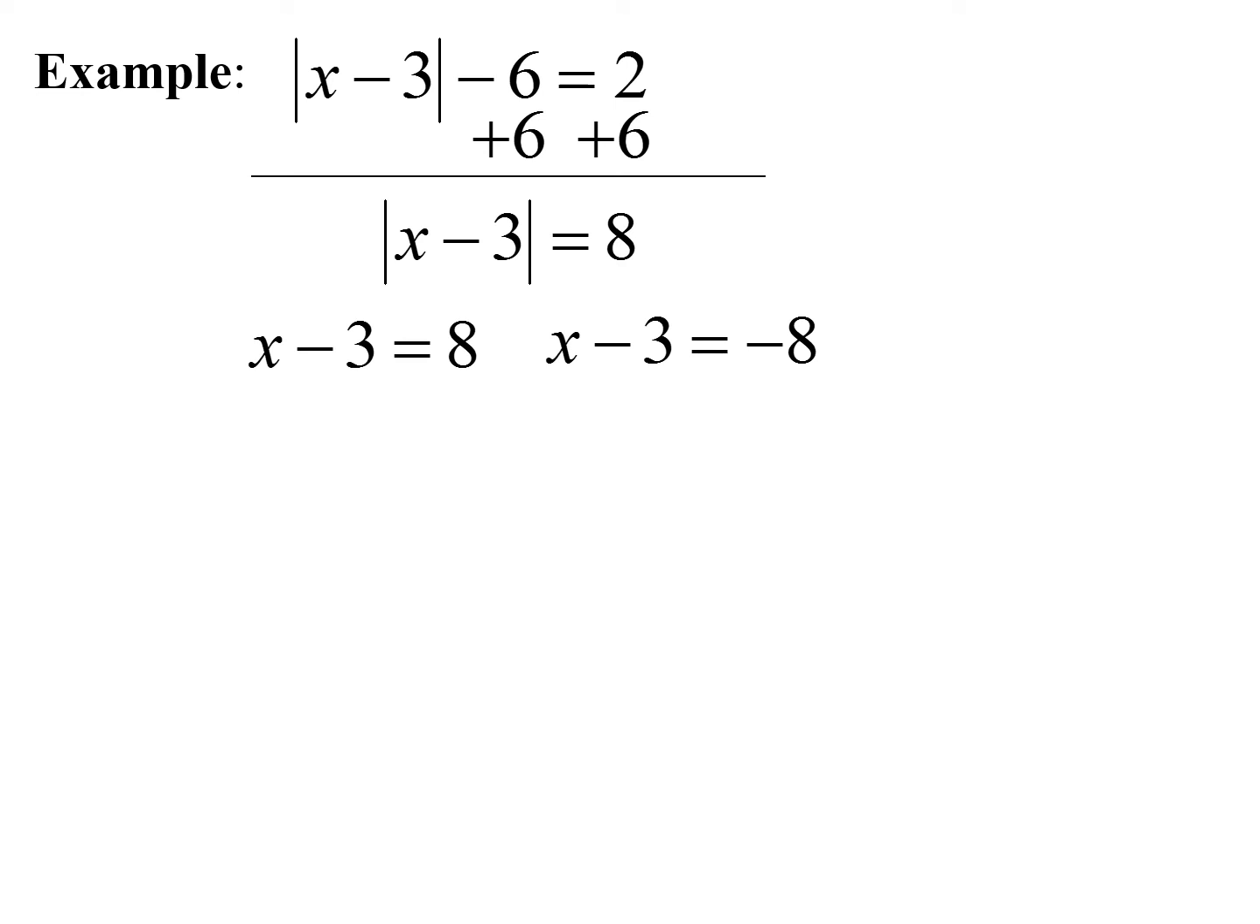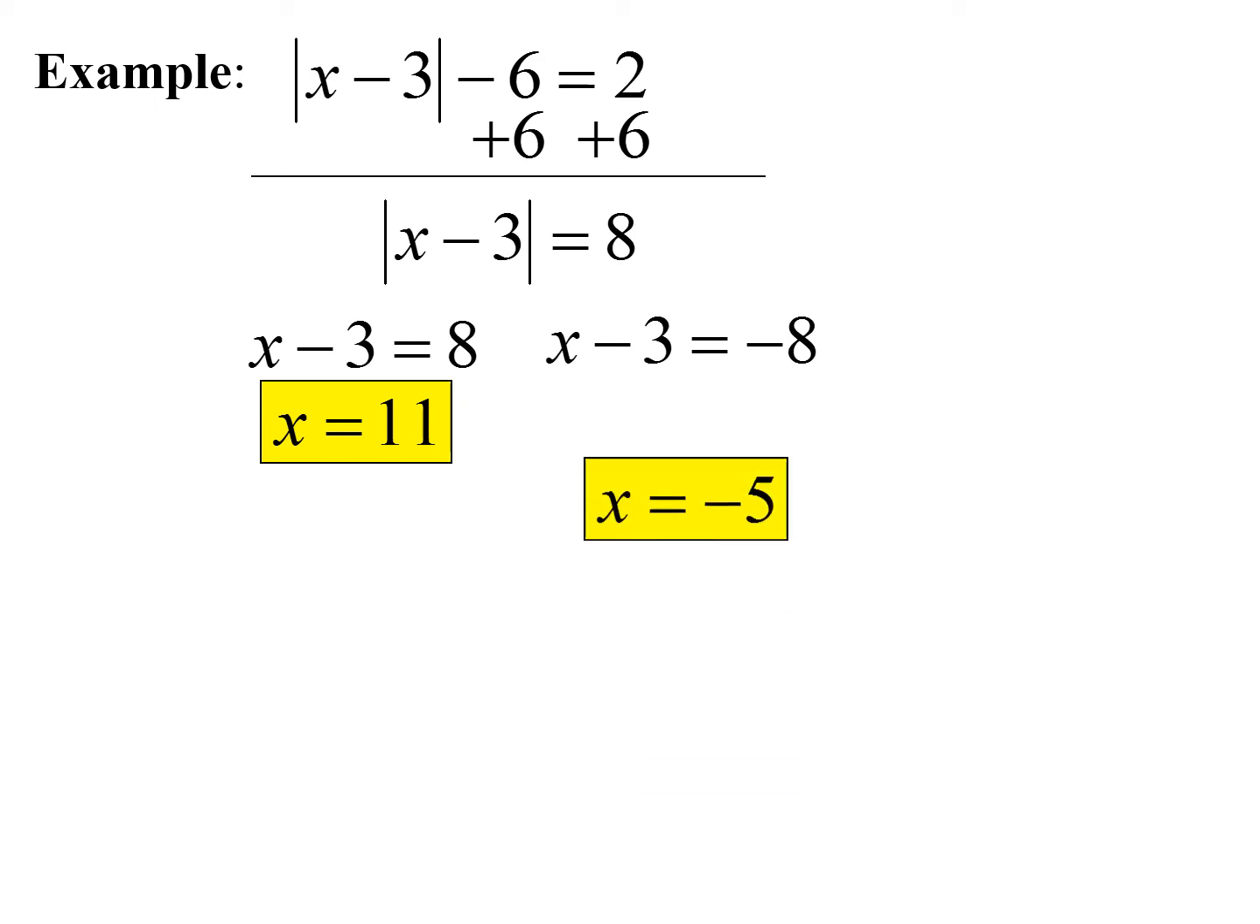To solve the first equation, I want to add 3 to both sides, so I get x is equal to 11. For the second equation, I want to add 3 to both sides as well. Negative 8 plus 3 is equal to negative 5. So my two values for x are x equals 11 and x equals negative 5.